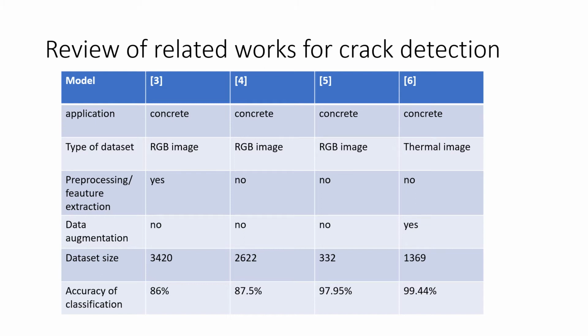And the content of their data set is different. So we have 3,420 for the first paper, and the second one is 2,622. The third one is only 332, and the fourth one is 1,369. So the accuracy of their testing for classifying crack to non-crack is the following. The first paper is 86%, the second one is 87.5%, the third one is 97.95%, and the last one 99.44%. Later on, we will compare our result with these four papers.